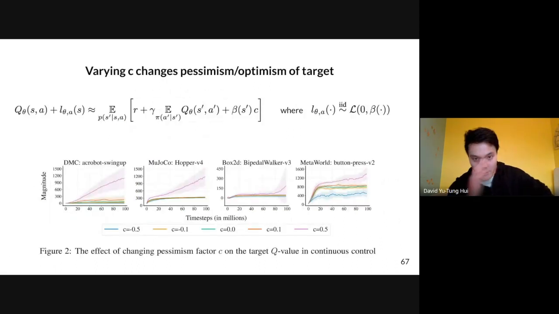And here's where the connection to pessimism and optimism comes in. What I did here was I just plotted the right-hand side of this equation with varying C's, and I wanted to see how that changed on individual environments. What you can see across these environments is that when C is large, the value of this right-hand side is larger. So that's why I decided to call the C hyperparameter the pessimism factor, because it essentially controls how optimistic or pessimistic, how large or small your right-hand side is.